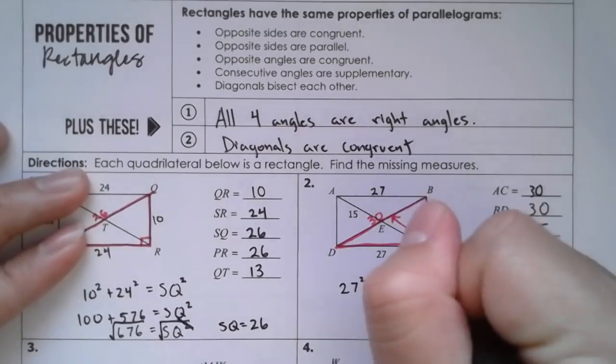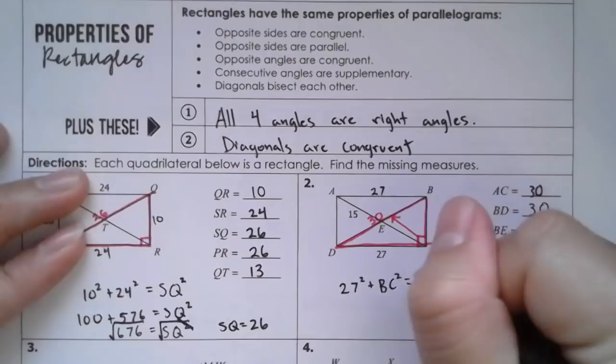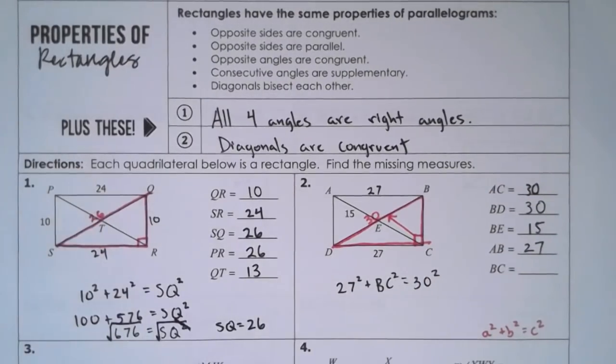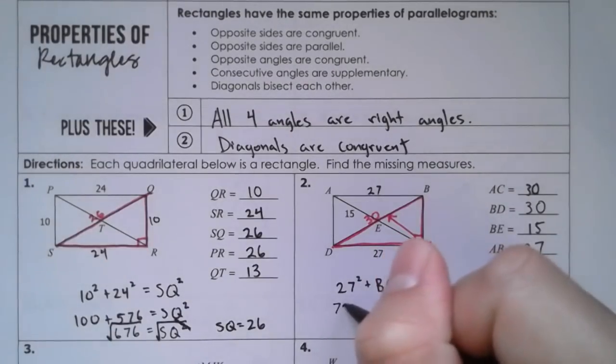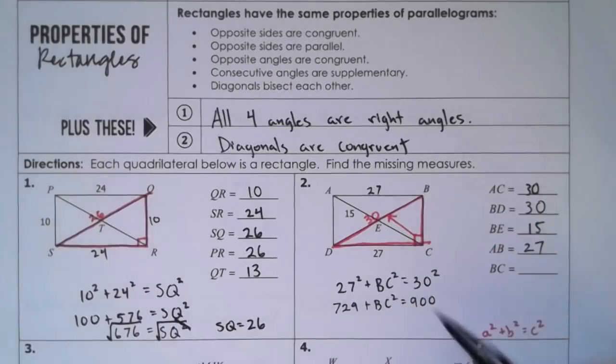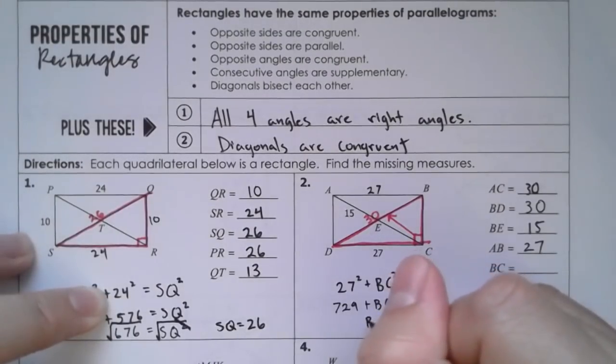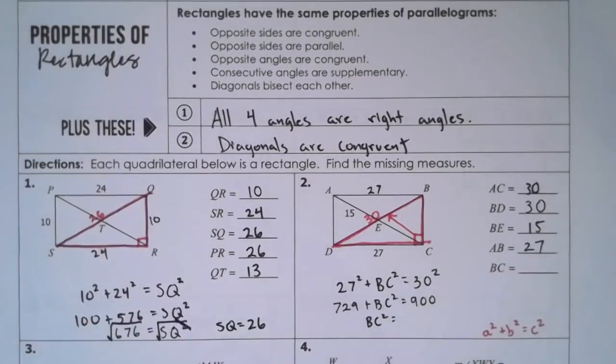So I plug in 27 squared plus BC squared, BC is the missing one, is equal to C squared, which is DB, 30 squared. So 27 squared is equal to 729. 729 plus BC squared is equal to 900, that's 30 squared. And then I'm solving for BC squared, so subtract 729 from both sides. I'm not going to write it out because I'm running out of space here. So BC squared is equal to 900 minus 729, and you get 171.